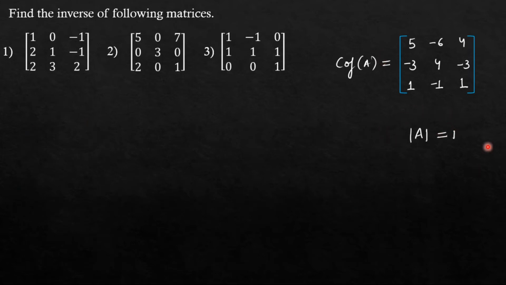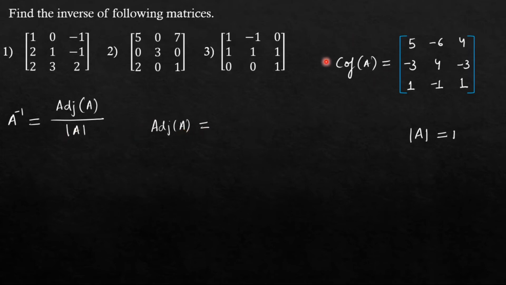And my determinant was 1. Now the A inverse is given by adjoint of A upon mod A. Okay. Now let us calculate the adjoint. Adjoint is nothing but transpose of cofactor matrix.